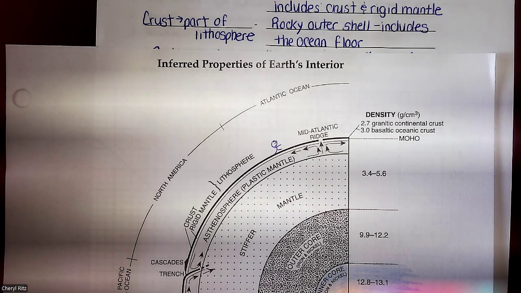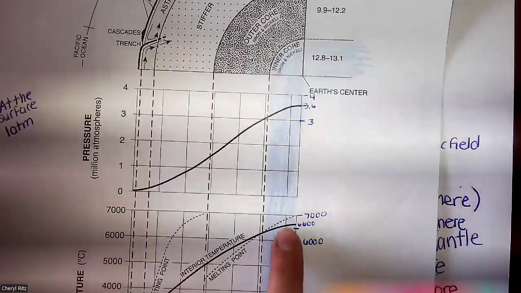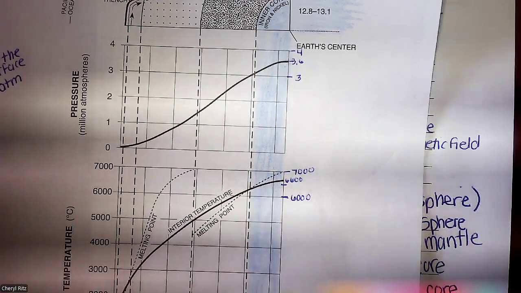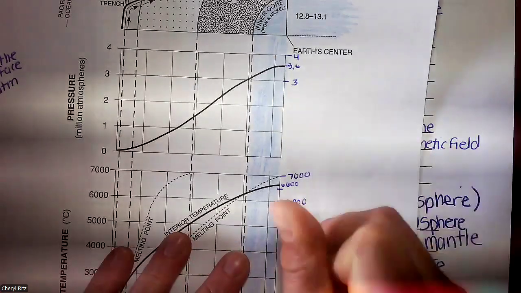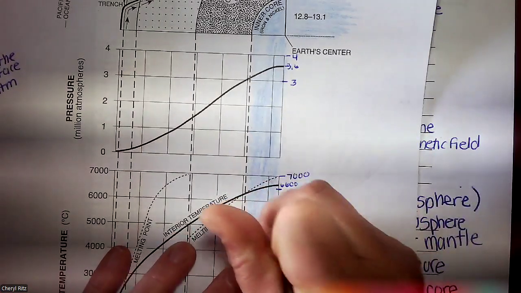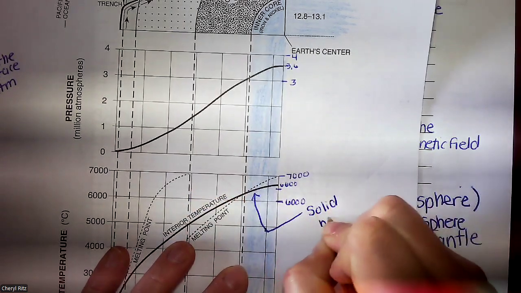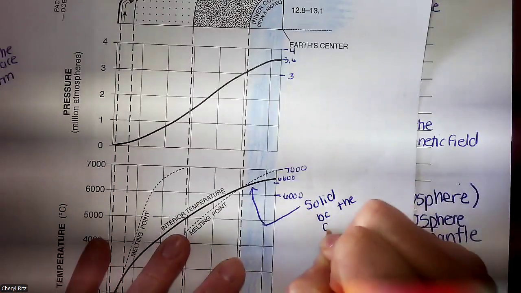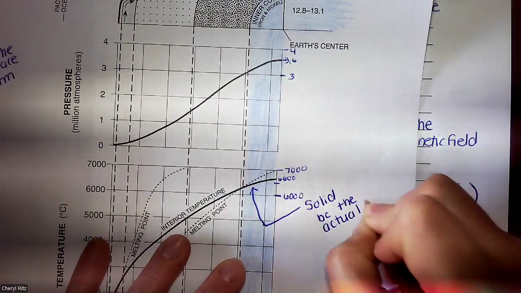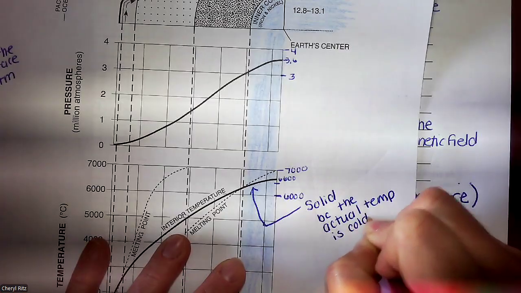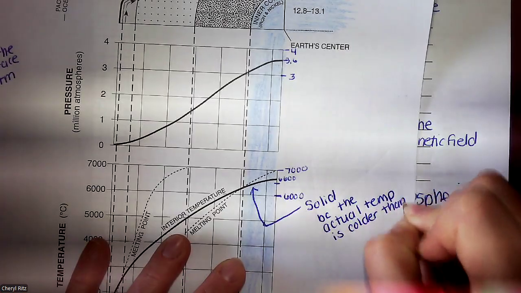But back to this, because we do have to get through this. So again, how do we know that this is a solid layer? Because the melting point is higher than the temperature of that. Okay, so it's a solid because the melting point, let's actually put a little note right around here. This is a solid because the actual temperature is colder than the melting point.